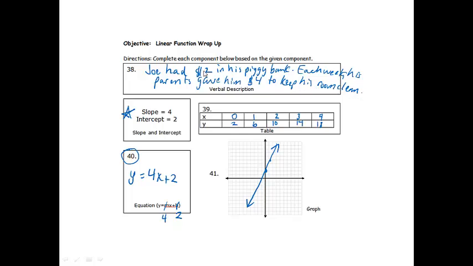So we started at something and then it goes up by 4 every unit. In my case it was every week.